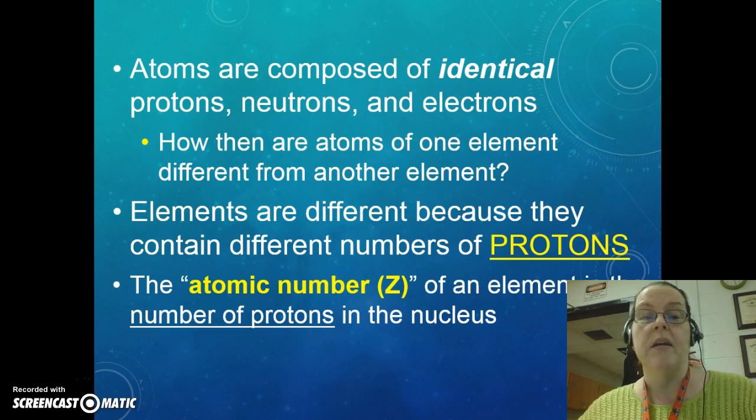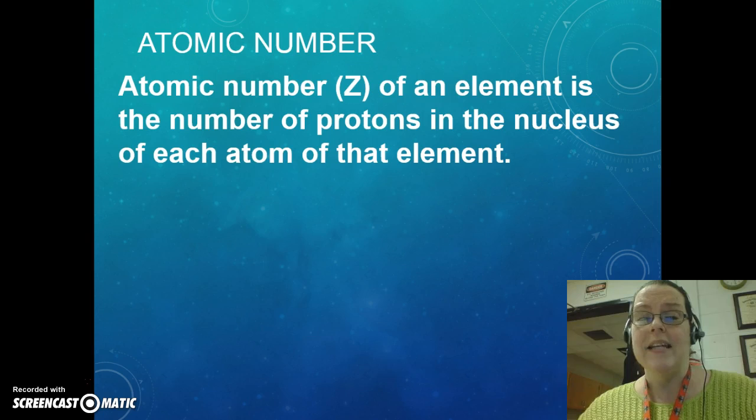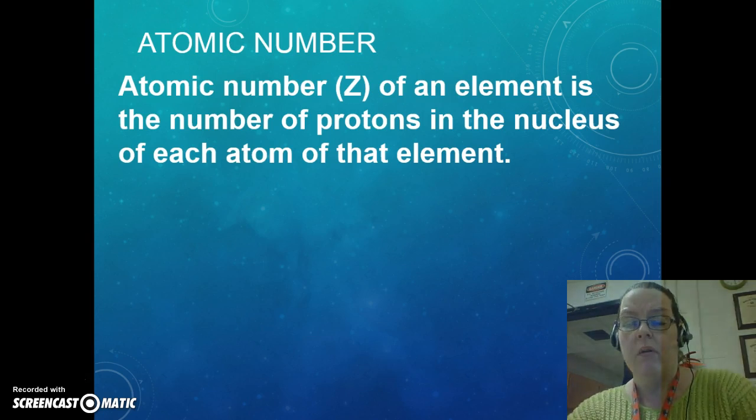We also realize, because atoms are neutral, that protons are equal to electrons. And remember, we talked about the fact that we do not want to say the atomic number is equal to electrons, but we do say that the atomic number is equal to protons, and then protons are equal to electrons in an atom. So we need to make sure that we keep those things straight so that misconception doesn't happen later on.